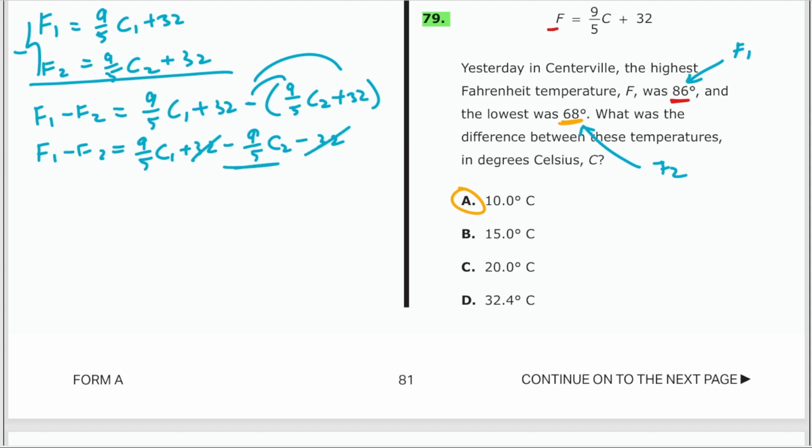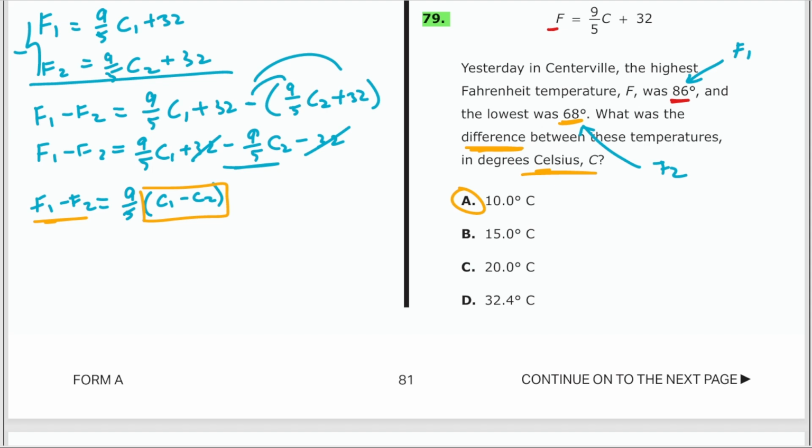Now, of course, this remains negative. So you have F1 minus F2 is equal to 9/5 times (C1 minus C2). Now, the box that you're looking to find is this. Why? Because you're looking for the difference in Celsius. And that's all you have to do. In order for that, you just need to find F1 minus F2.